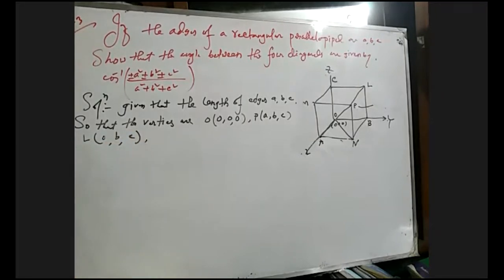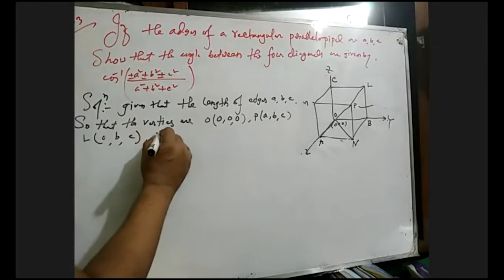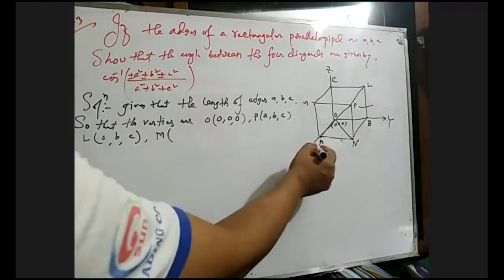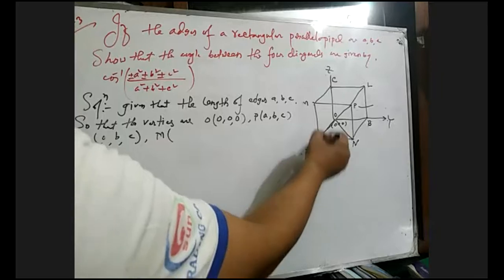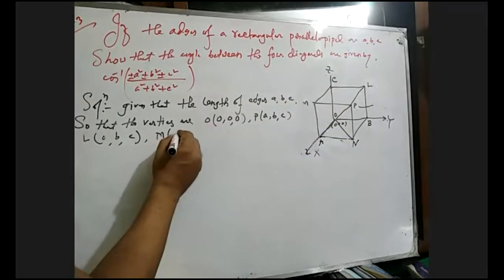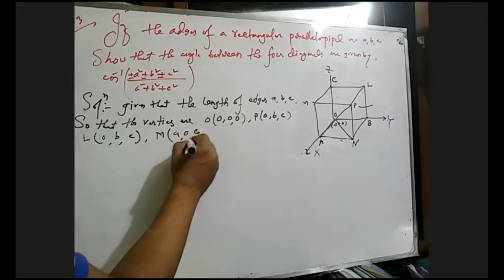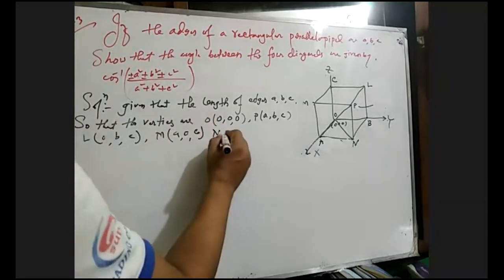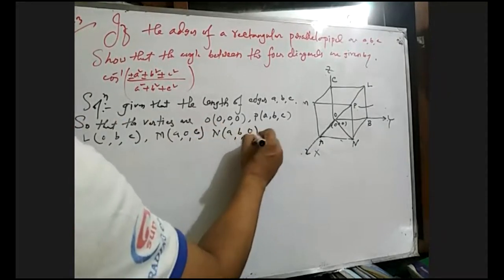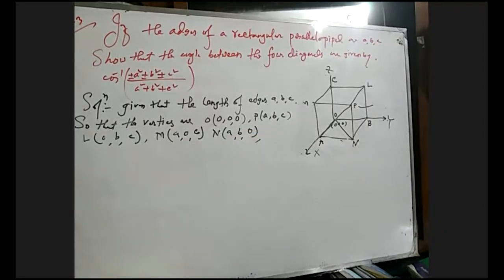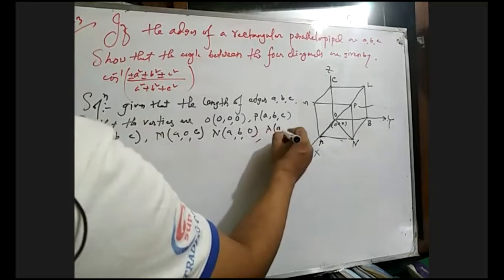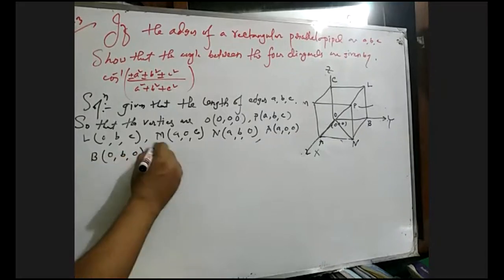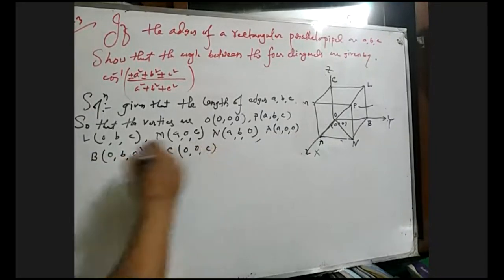Then the M point, same as before, will be along the X axis and Z axis, with Y equal to 0: a, 0, c. The N point will be a, b, 0. The A point will be a, 0, 0. The B point will be 0, b, 0. And the C point will be 0, 0, c. There are 8 points.